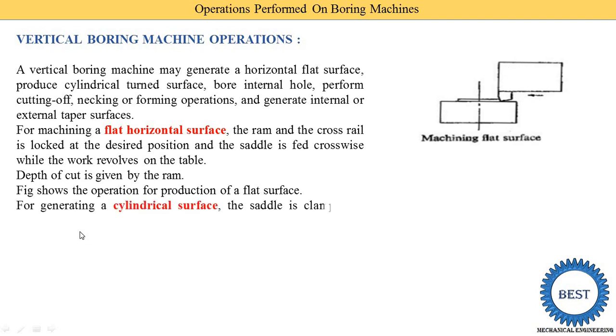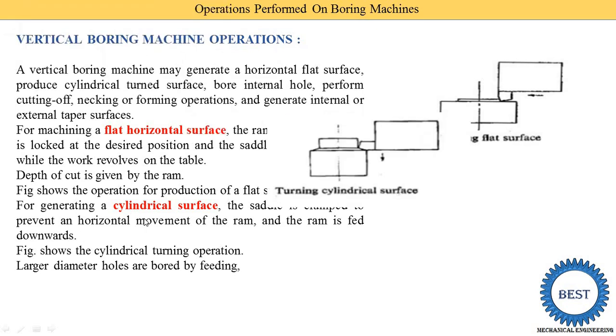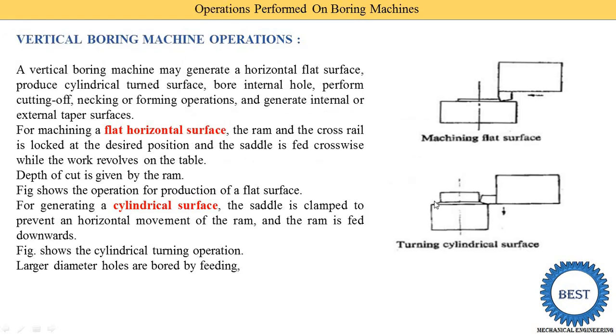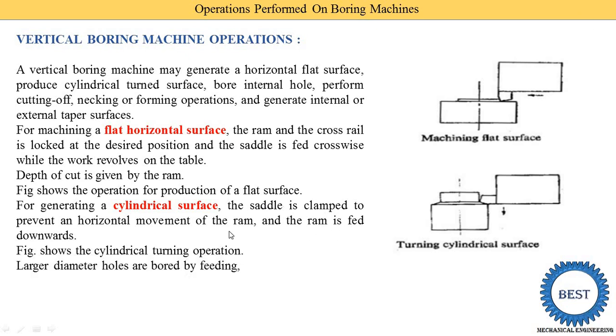For generating a cylindrical surface, the saddle is clamped to prevent horizontal movement of the ram, and the ram is fed downwards. Here you see the figure of a cylindrical surface. This is the workpiece, and here you see the ram is moving up and down. Why is the ram moving up and down? The saddle is clamped to prevent the horizontal movement of the ram, and the ram is fed in a downward direction for making this workpiece cylindrical.